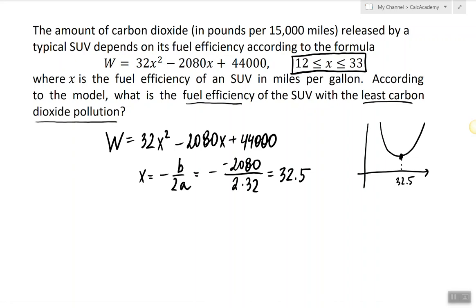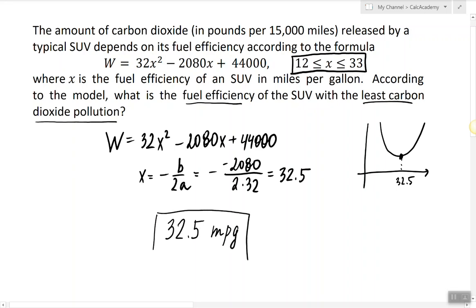So the answer to the question in this problem, what is the fuel efficiency of the SUV with the least carbon dioxide pollution, is 32.5 miles per gallon. So this is the fuel efficiency which minimizes the carbon dioxide pollution.